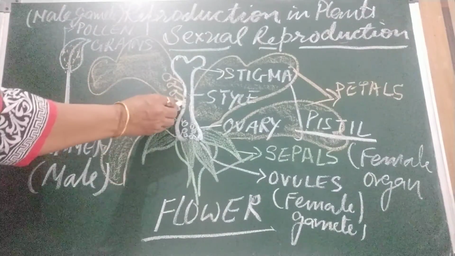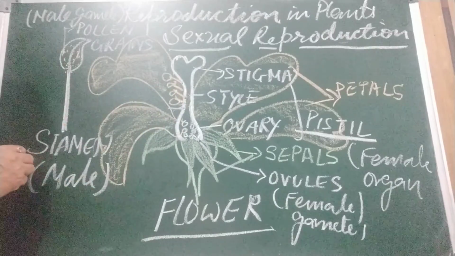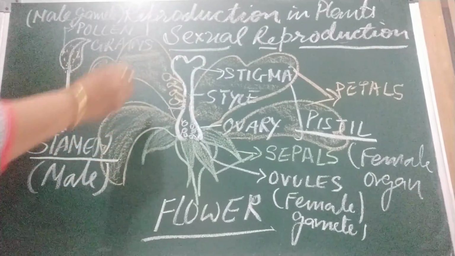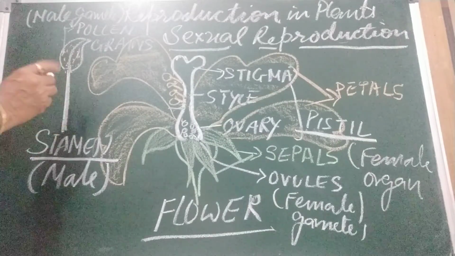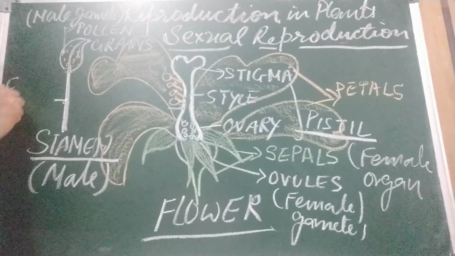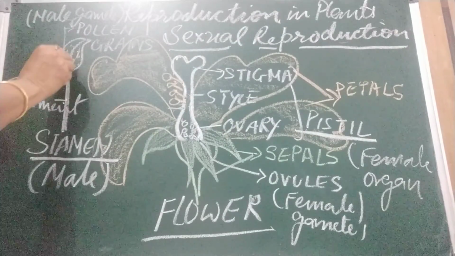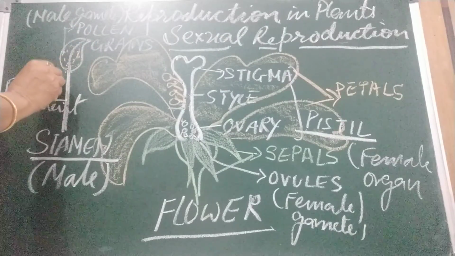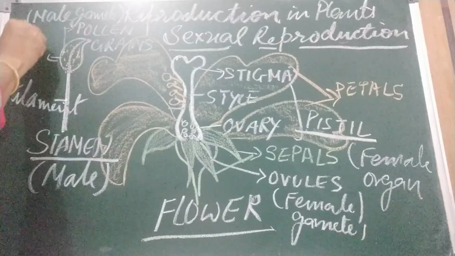In the male part you are seeing, this is the filament. These are stamens. When you see a stamen closely, you will see it has two parts. One is this filament, and the other is a pouch-like structure. We call it anther.